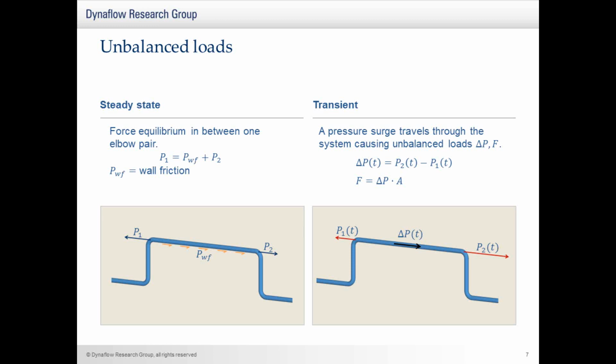In the case of a transient upset scenario, however, a pressure wave travels through the system, resulting in a large differential pressure between opposing elbows. Since fluid velocity is generally low in the case of a surge wave, friction forces can be neglected. The net pressure difference between elbow pairs, delta P, multiplied with the internal area of the pipe results in the unbalanced loads acting on the pipe section.